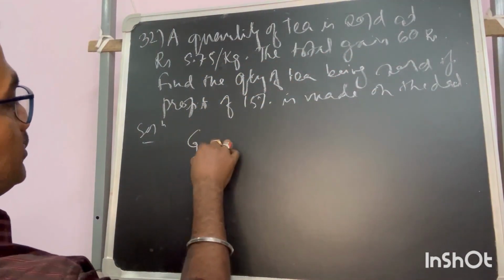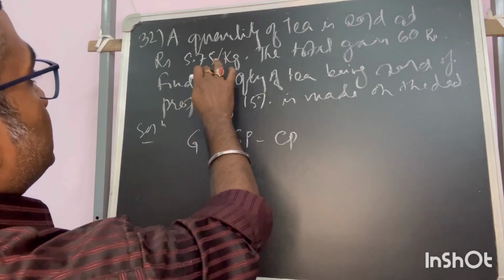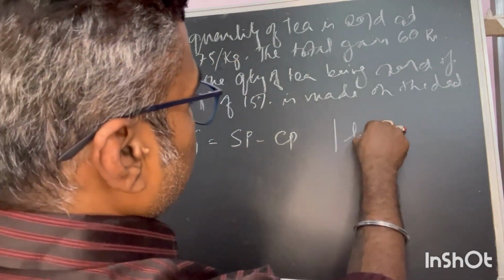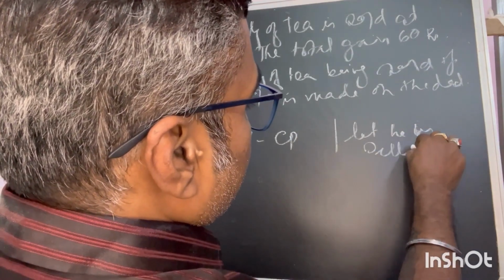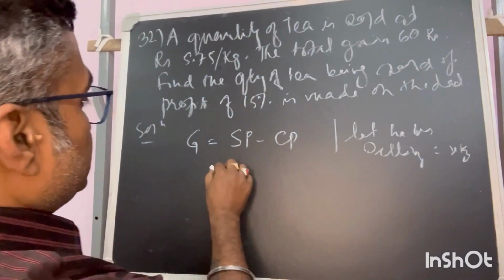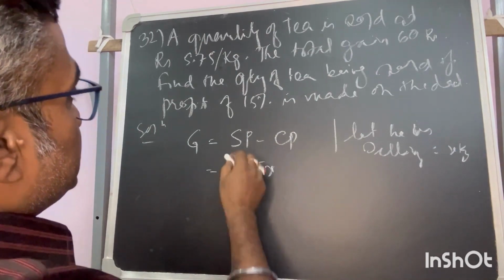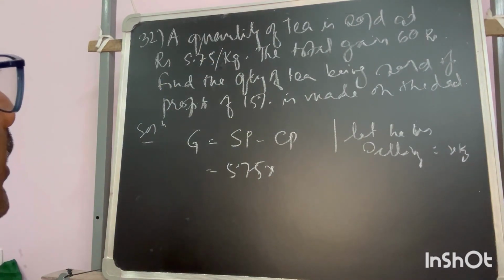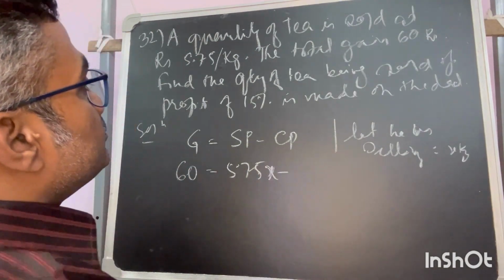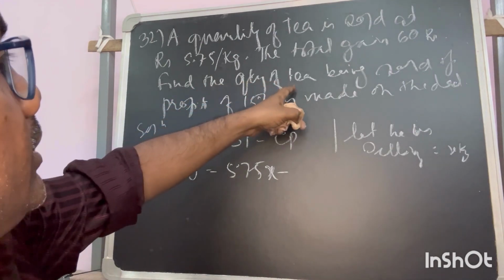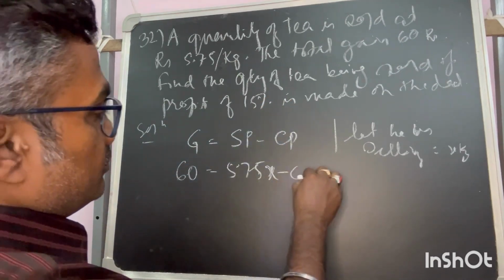So the gain is equal to the selling price minus cost price. Let's say he is selling x kg. So his selling price will be 5.75 into x, and his gain is 60 on this total. Cost price we don't know. So find the quantity of tea being sold. The profit is 15%.